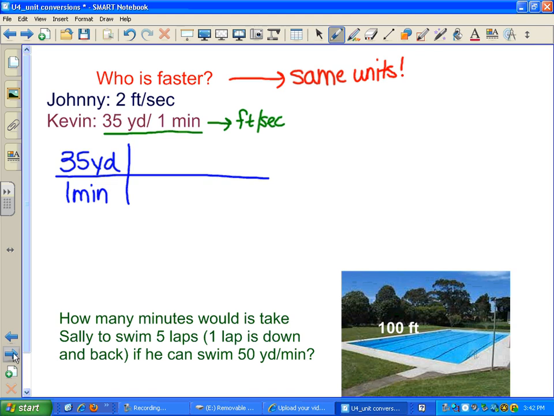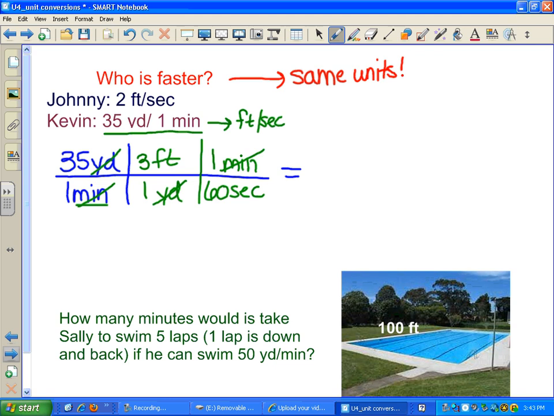So since yards is on top, I'm going to put yards in the bottom. And I know that 1 yard is the same as 3 feet. So the yard units will cancel since one's in the numerator and one's in the denominator. So I have my feet. I now need to get rid of the minute. So I'm going to put minute in the numerator. And I know 1 minute is the same as 60 seconds. So the minute in the denominator and the numerator will cancel, and the units I'm left with are feet per second. So let's go ahead and do our multiplying.